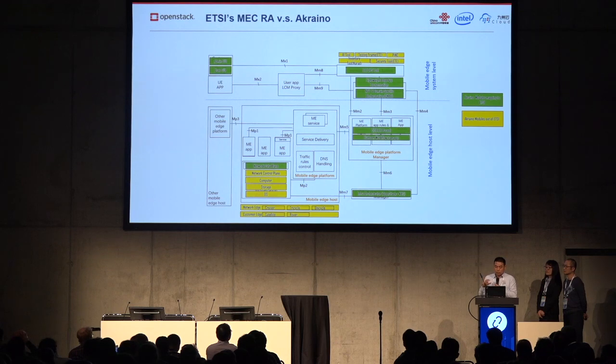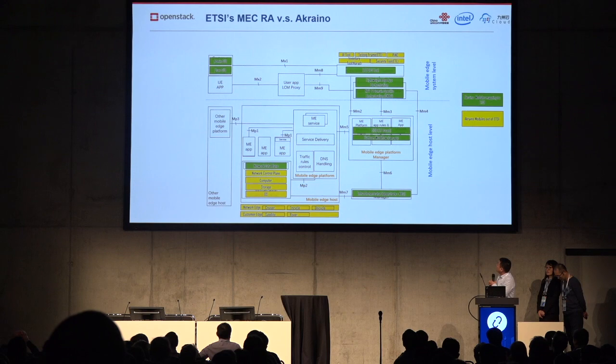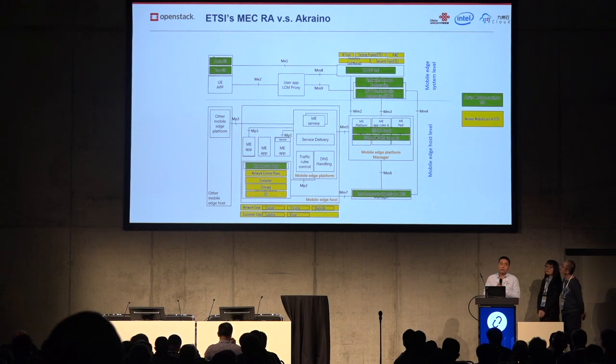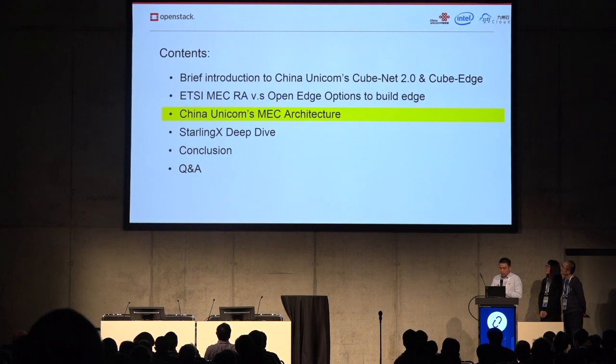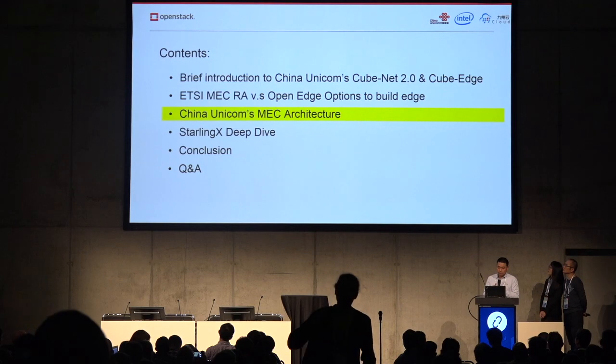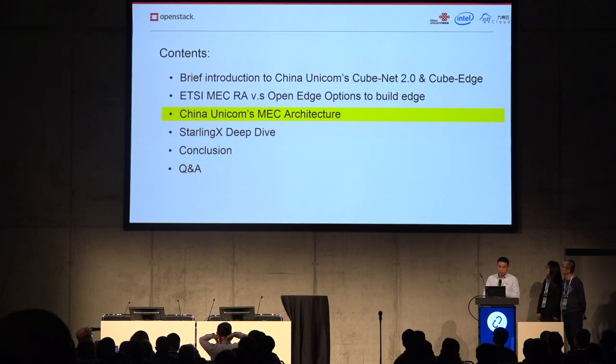And from the Akraino design, we saw some tools that are very important to telecom for OSS, like AI tools, a testing framework, those things, and the inventory tools. Okay, so later we will introduce our decision and what we are going to design based on those projects. Here we are going to talk about China Unicom's MEC architecture. Before that, we will have some slides to explain the decision factors that we used when selecting from those three projects.